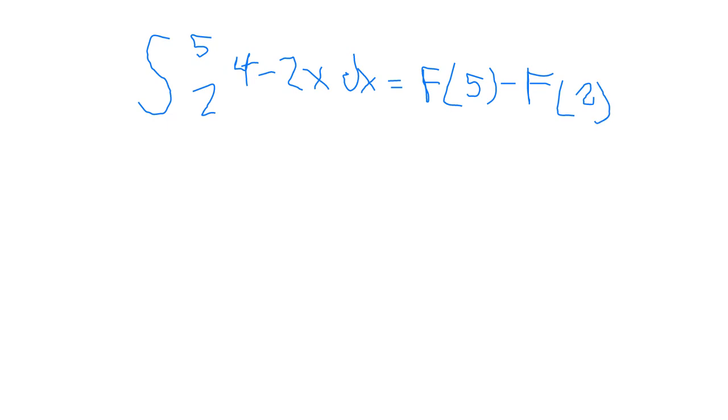So first, what we need to do is find the antiderivative of this. If we do that, we get 4 times x to the first over 1, that's 4x. And then we have negative 2 times x squared over 2, that's negative x squared. From here, all we do is evaluate this at 5 and 2. For 5, we have 20 minus 25, that's negative 5. And for F of 2, we have 8 minus 4, that's 4. So negative 5 minus 4 equals negative 9. That's our solution.